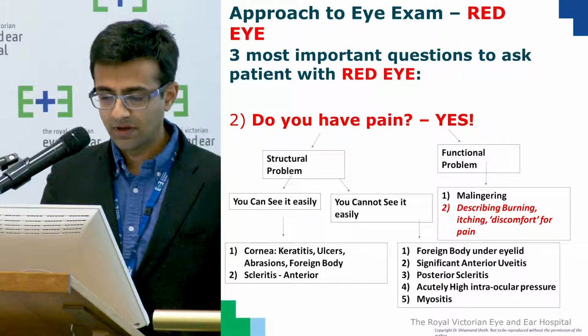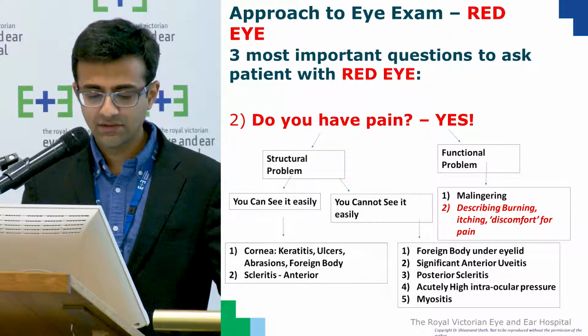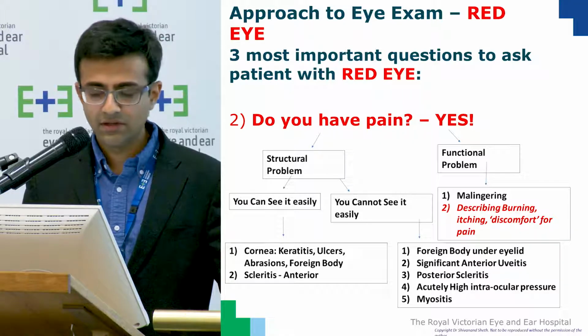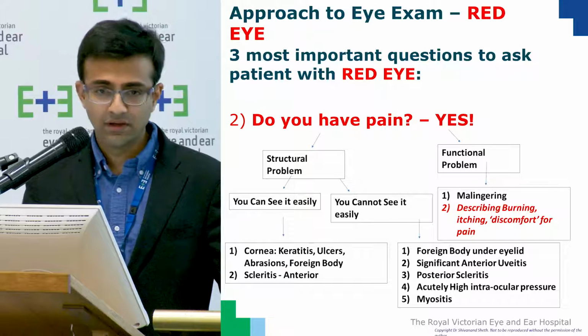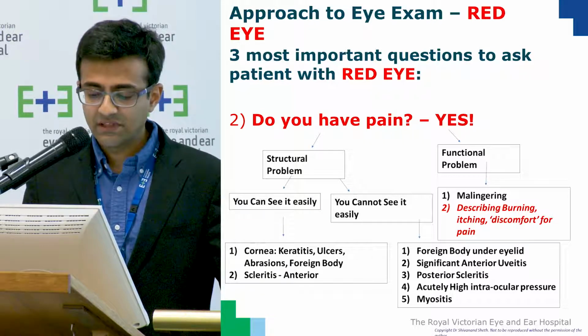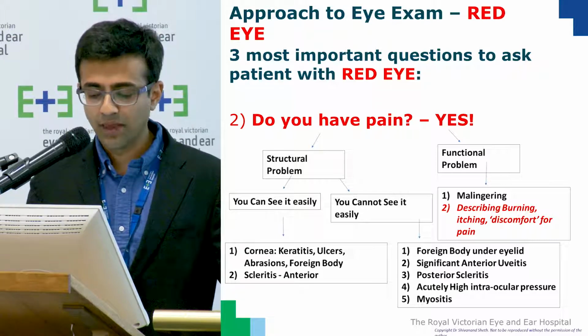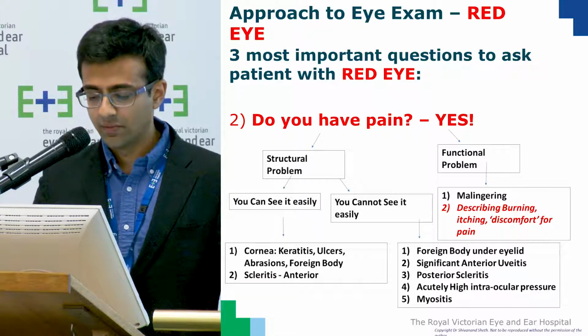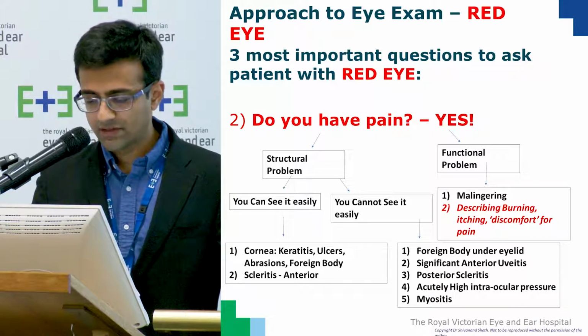So, functional problem: the eye is red and the patient has pain. You can't see any of these. So why does the patient have pain if his cornea and sclera are not involved? It could be one of these, but it could be that he's misunderstanding pain, which is common in kids, or people who just use the term pain broadly for any discomfort. Some people say burning, itching, or discomfort for pain, and that's actually quite common.